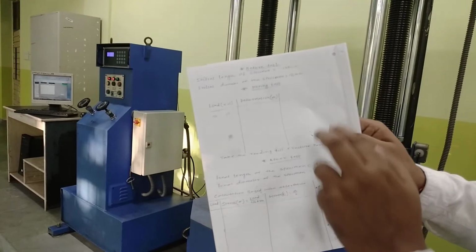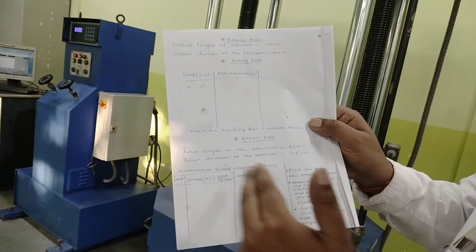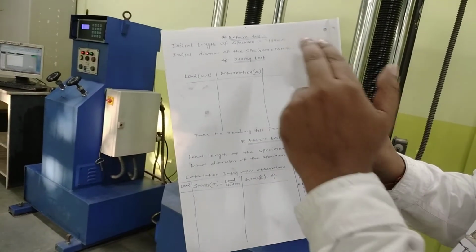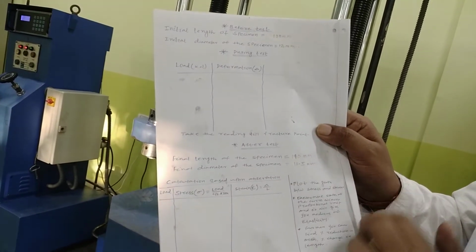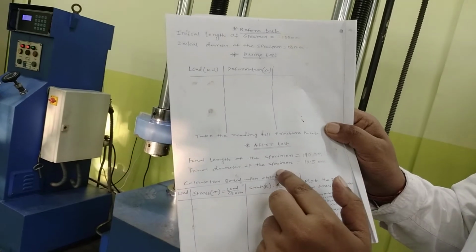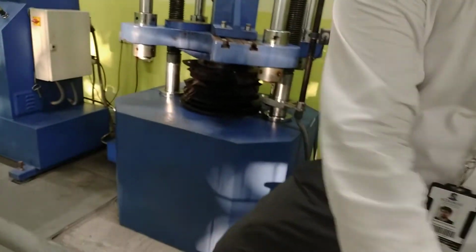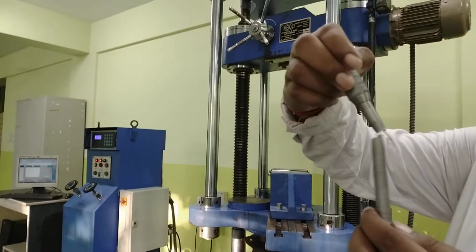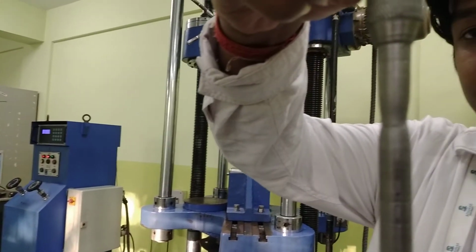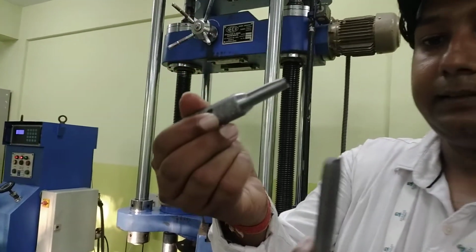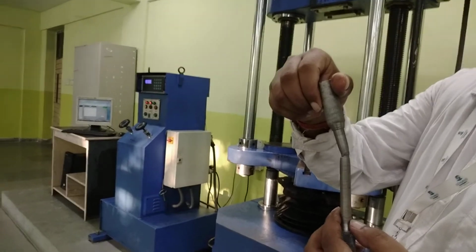So these two readings we are already having: initial length of the specimen and initial diameter of the specimen. Further, I have taken after the test the final length of the specimen. You can see the elongation. Initially it was 100 mm, now it is 110 mm. And you can see the final diameter. Initially it was 12 mm and it has reduced to 10.5 mm. This is called the necking portion, where necking has occurred and the fracture has occurred. This is also known as cup and cone fracture, as mild steel is a ductile material.